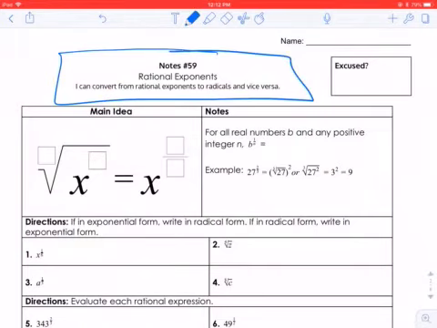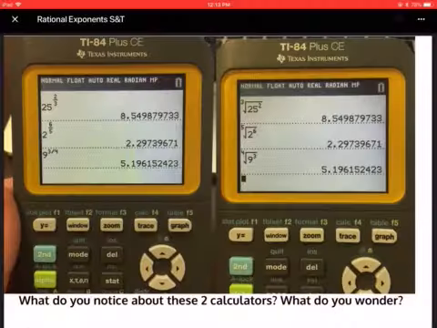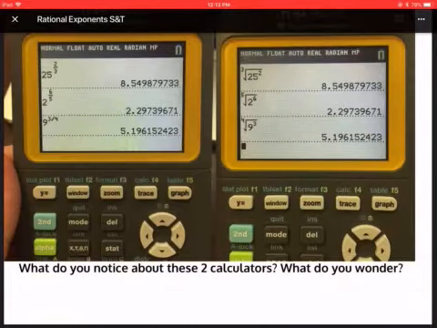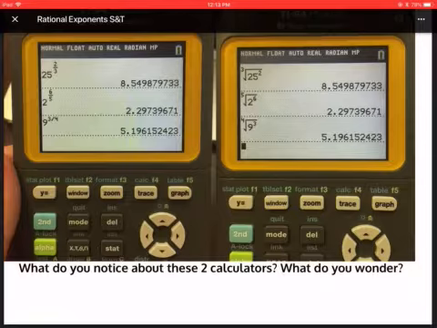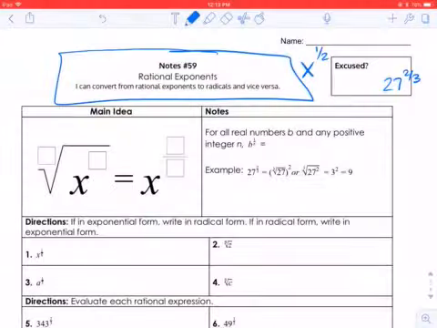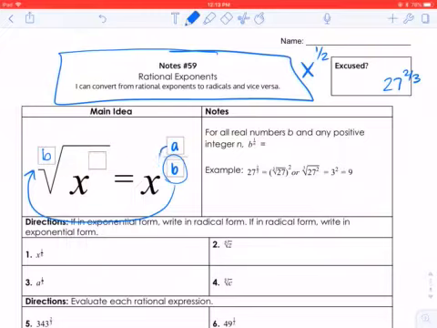So today we're going to be talking about what happens when you have something to the power of something like 1/2, or like 27 to the power of 2/3. As you saw on your calculator, the denominator moves out in front and becomes the index. So if we have x to the power of a over b, the b is going to come out in front and become the index, and the a is going to stay here as the exponent.